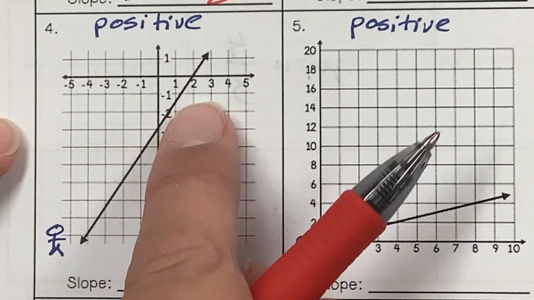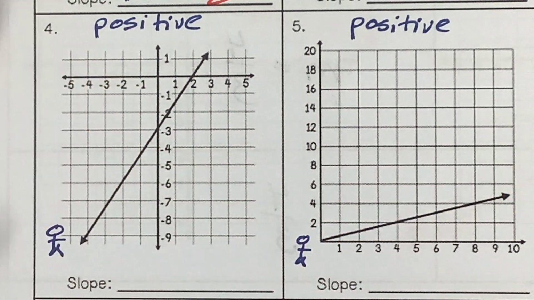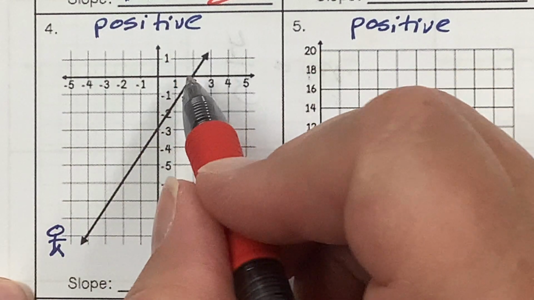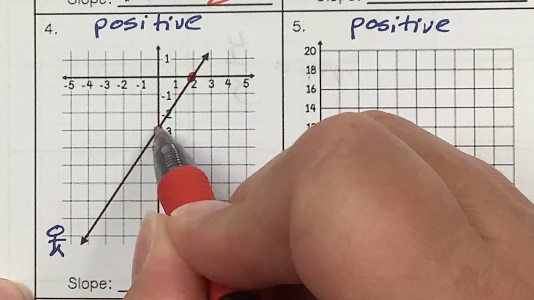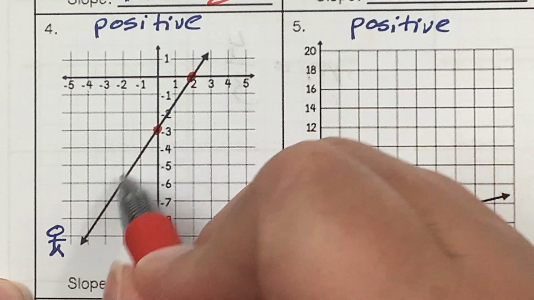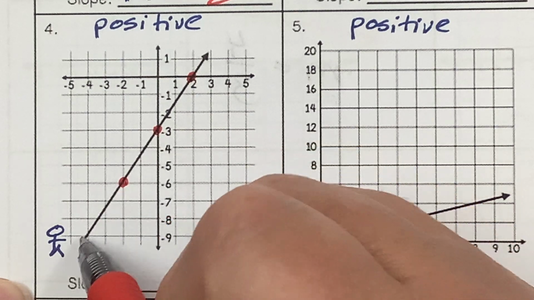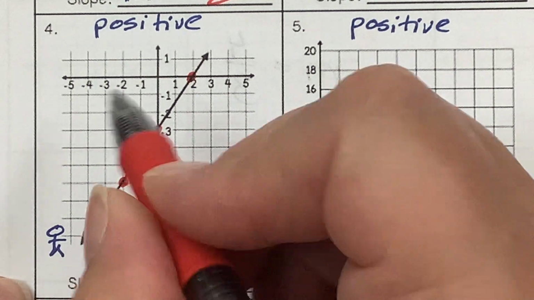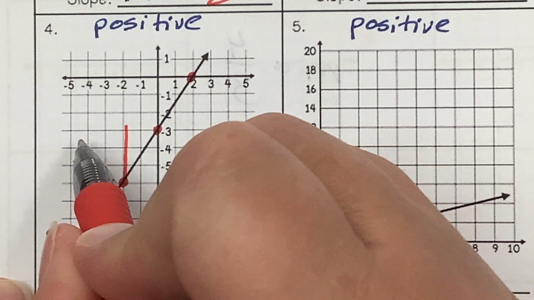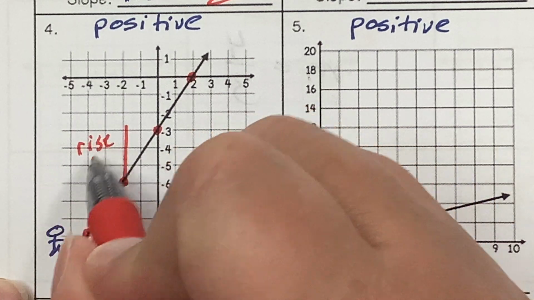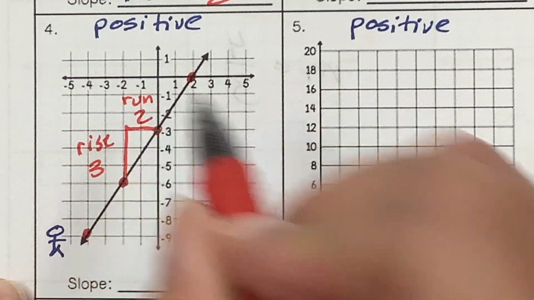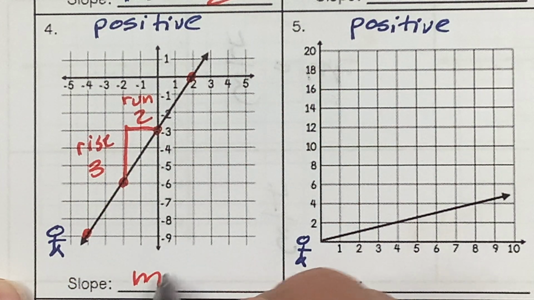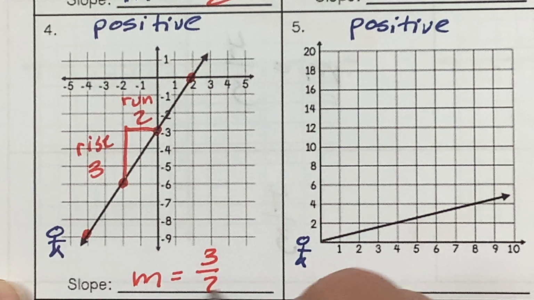So for this one, it's going up, it's positive. Boxes are worth 1 each. And let's find some good boxes. Hey, this is a good one here. This is a good one here. And here's another good one. Here's another good one. So my rise is 3. My run is 2. Rise over run, m equals 3 over 2.